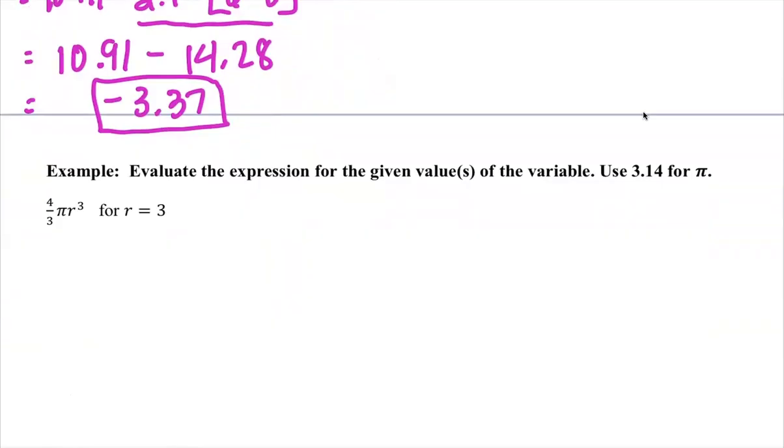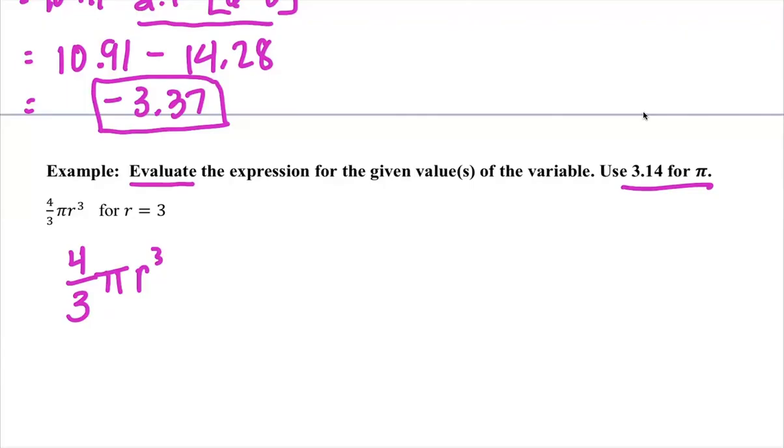Evaluate the expression for the given values. Evaluate, that means you are plugging a value in for a variable. So we have an expression, I'm going to write this just a little bit bigger. 4/3 times pi times r cubed. Pi is a symbol that is used for the number 3.14. Actually, there's more to that number. We'll just call it 3.14. Just know that there's more to that number. We shorthand it there.